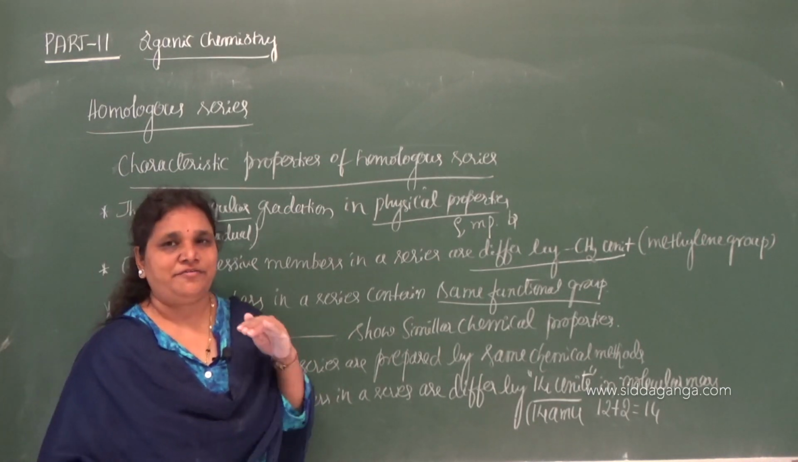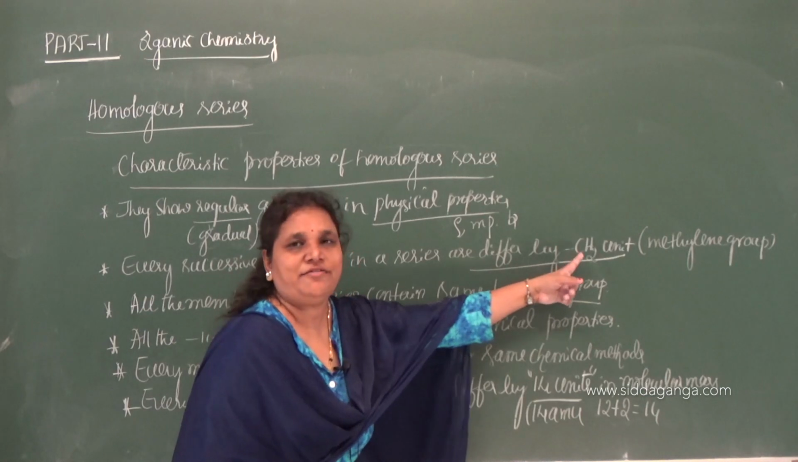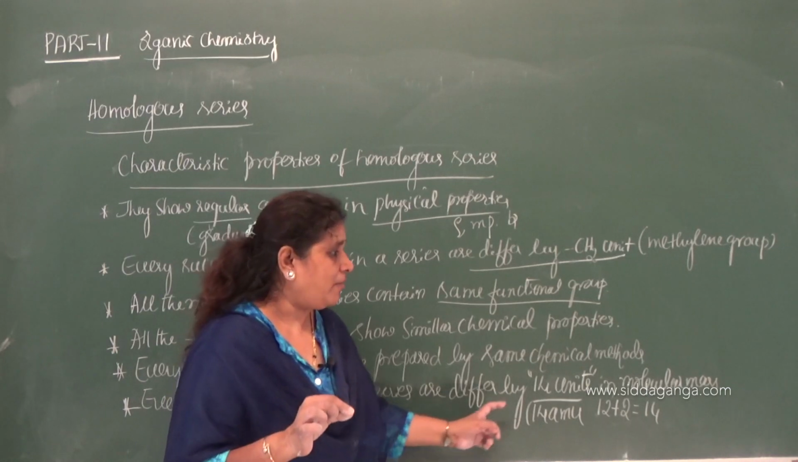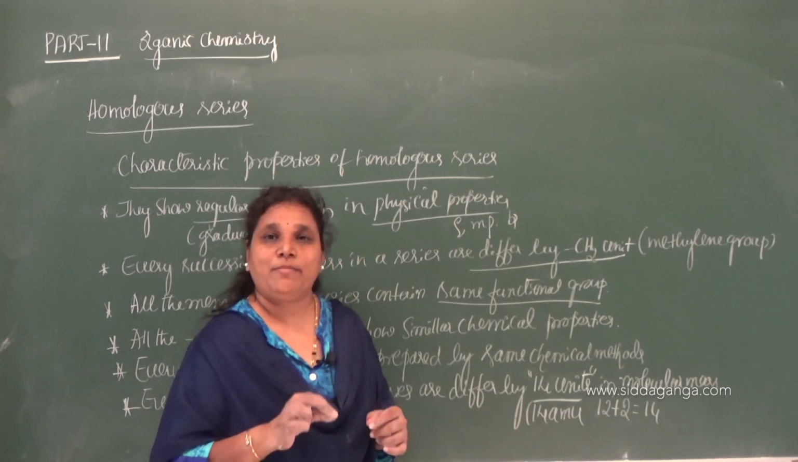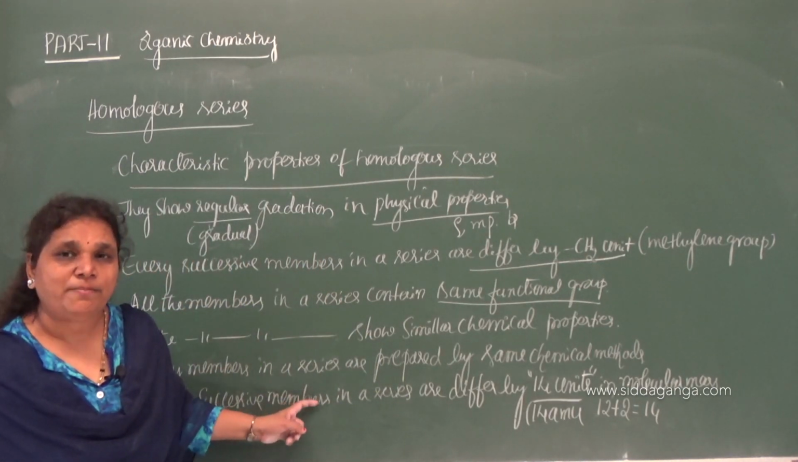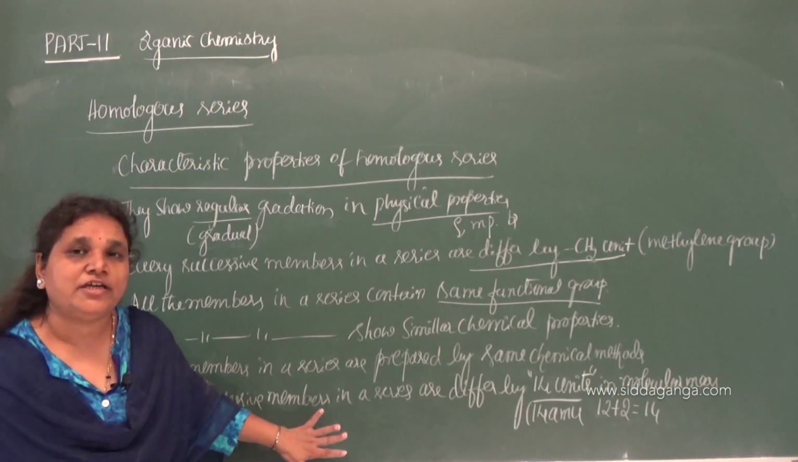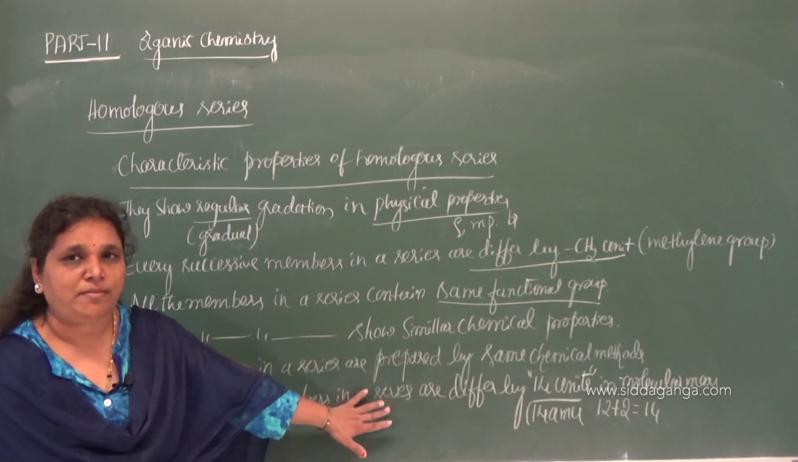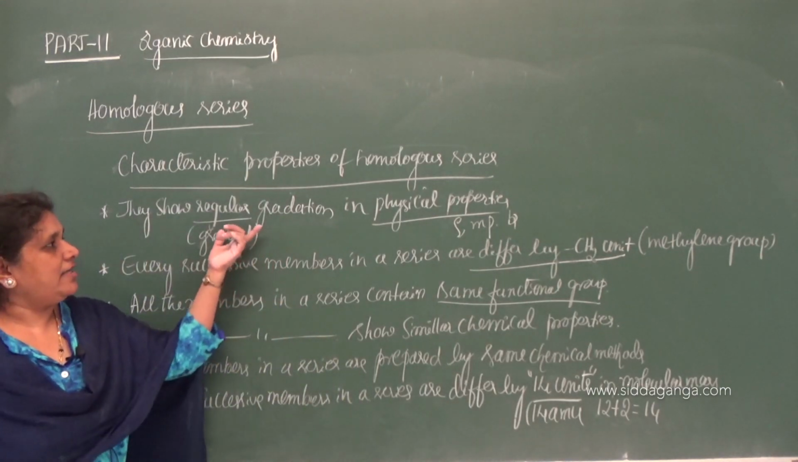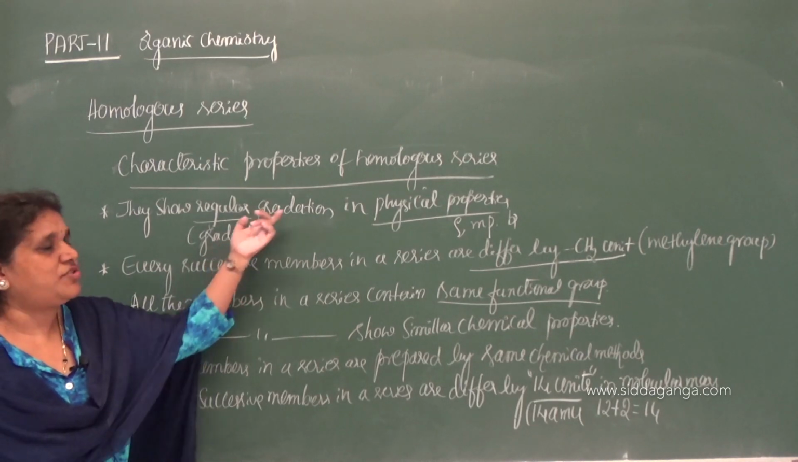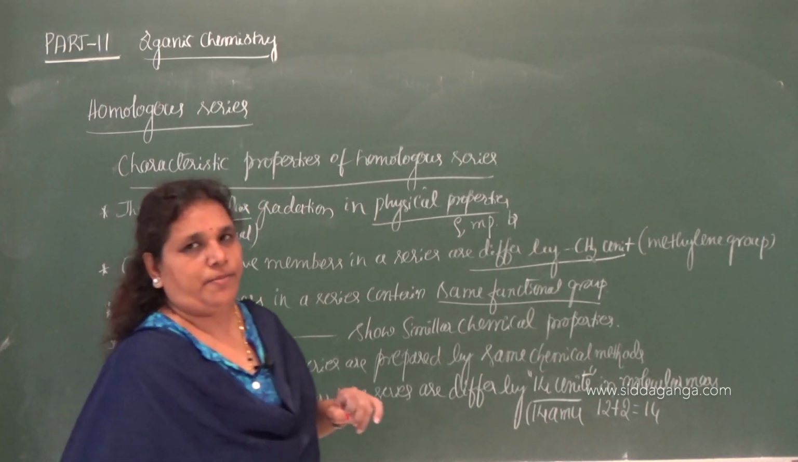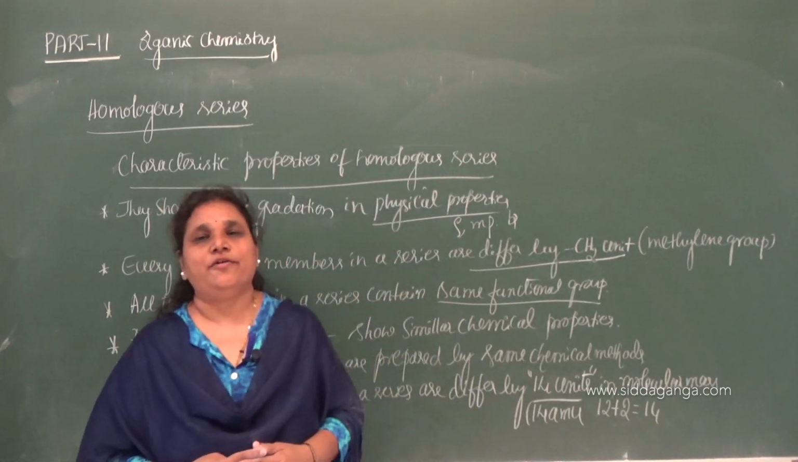Why is there a constant difference? Because successive members differ by CH2 unit and thereby the successive members differ by a molecular mass of 14 atomic mass unit. So as I said, the functional group always determines the chemical properties, but the physical property of the given organic compound depends on the molecular mass. When there is a constant increase in the molecular mass, definitely there is a regular gradation, gradual increase or gradual decrease in the physical properties of the given series of organic compounds.